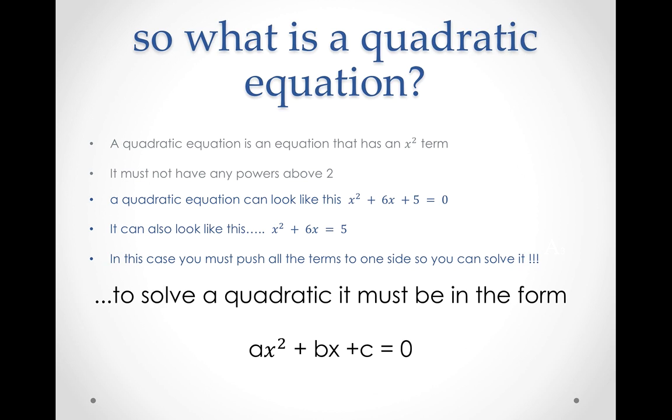Looking at this equation, we can also see that it can look like this, where we've got x squared plus 6x equals 5. And in this case, you would need to push all of the terms to one side of the equation, so that all of it will equal 0. Simply put, to solve a quadratic equation, it must be in the form ax squared plus bx plus c equals 0. This is really important.